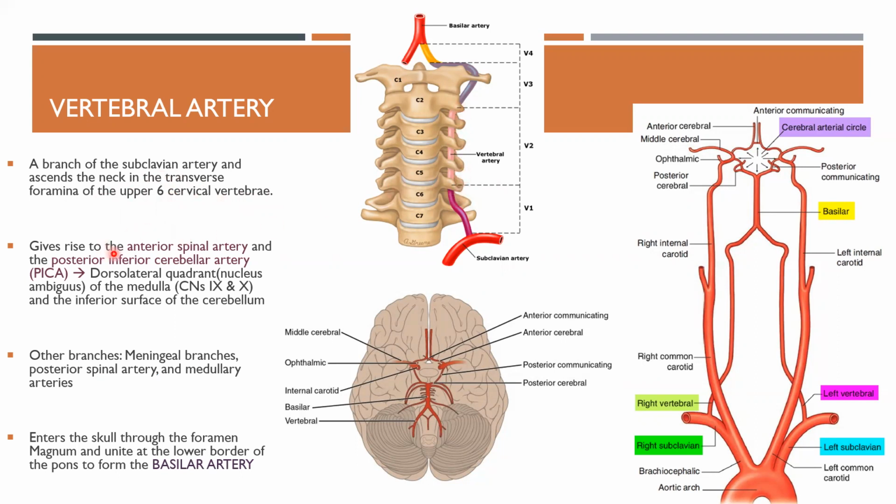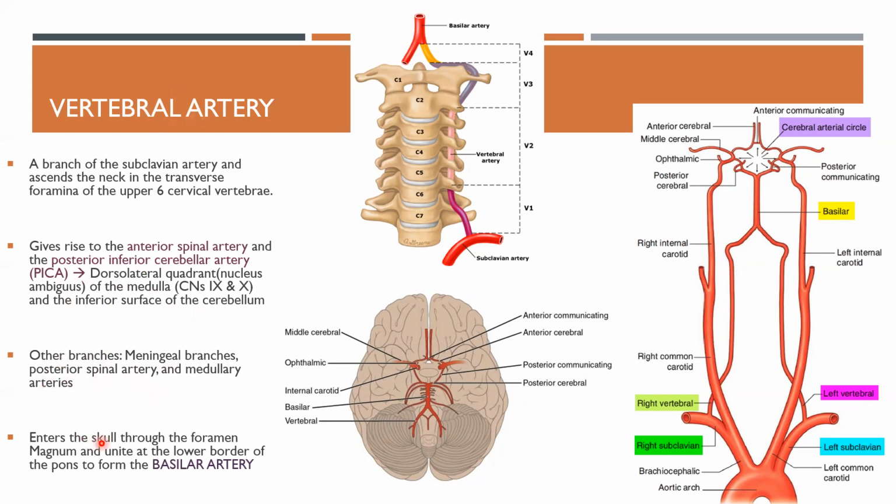Your vertebral artery gives rise to the anterior spinal artery, and the PICA, your posterior inferior cerebellar artery. It supplies the dorsolateral quadrant of the medulla and the inferior surface of your cerebellum. Other branches include the meningeal branch, the posterior spinal artery, and the medullary arteries.